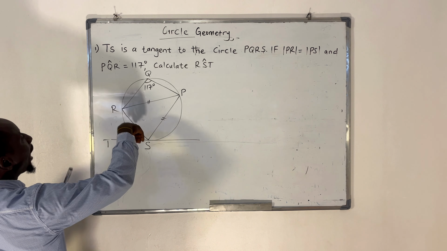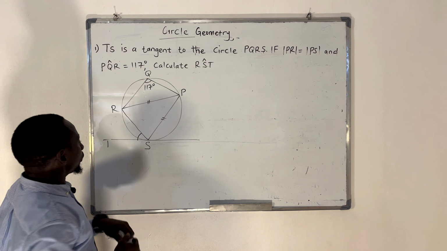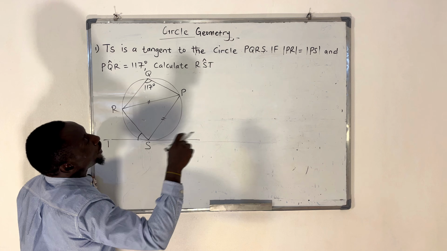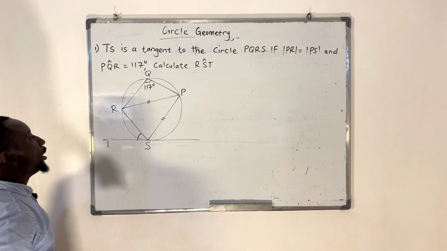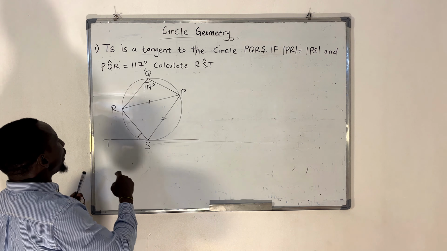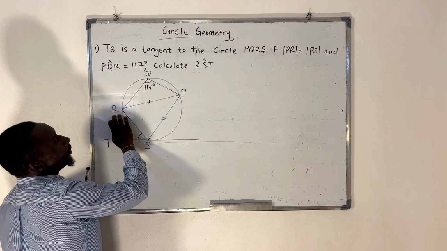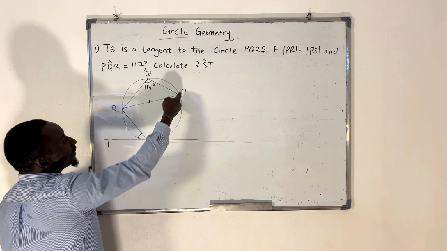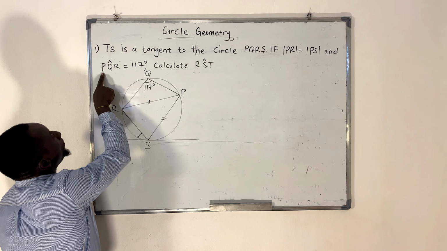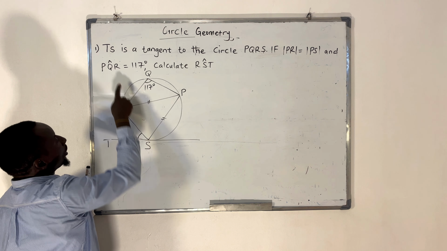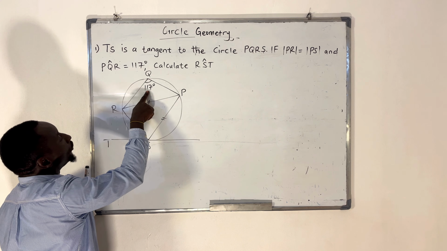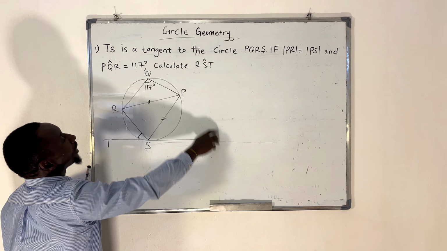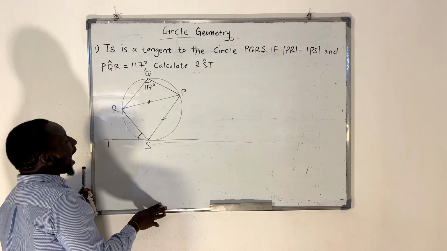Now, as you see on the board, I have TS is a tangent. You have a tangent here. TS is a tangent to the cycle PQRS. You have a cycle PQRS. If PR is equal to PS, and angle PQR is equal to 117. Calculate RST.